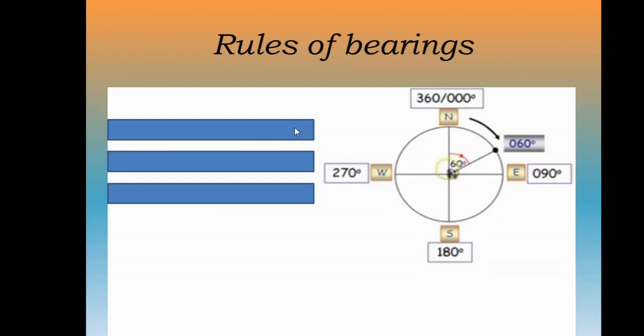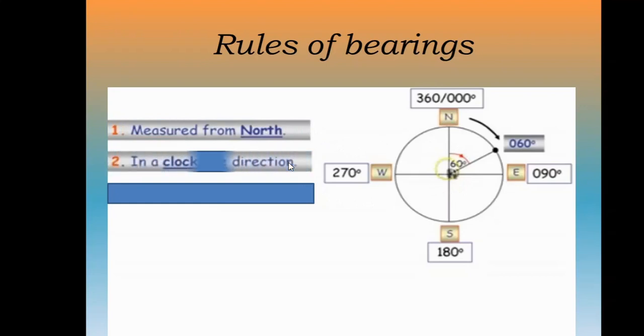There are three rules of bearings. The first one is it is always measured from north. The second one is it will be measured in a clockwise direction, and the third one is it will be written in three figures. Suppose we measure from north to this point, and this angle is 60 degrees. For bearing we'll write 060 degrees in three figures.